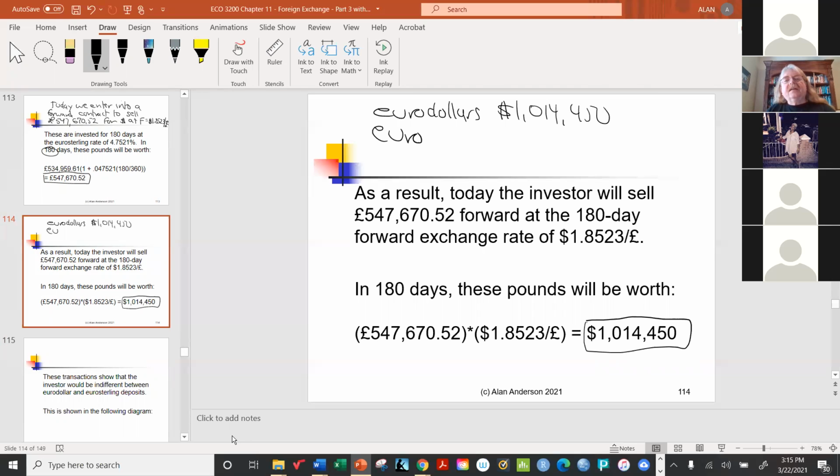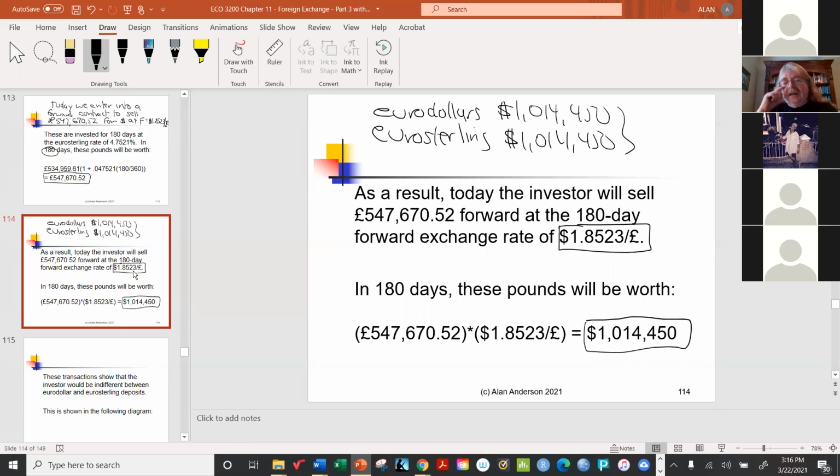Now, that's what we got from investing in euro dollars. So that's kind of interesting. In spite of the significant differences in the interest rates between the two countries, investing in them without any foreign exchange risk gives us the exact same rate of return. But that's only because the forward exchange rate is at this value. Now, by the way, I forgot to mention here, when we converted these back to dollars, instead of dividing, we multiplied.